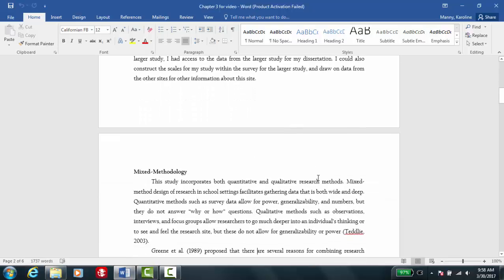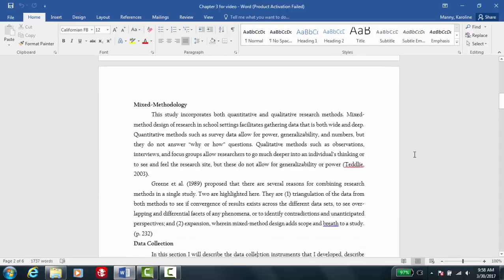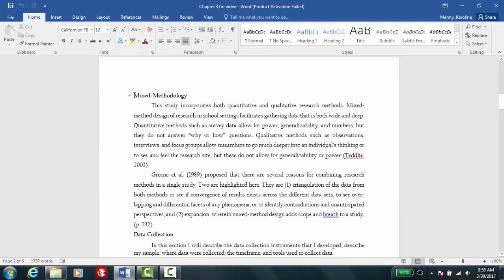The particular study that I am using as the example for the research methods is a mixed method study. Again, this is another level 2 heading. And it starts with an introductory paragraph where you explicitly tell the reader that the study incorporates both quantitative and qualitative research methods. It gives a little bit of a methodological justification for why that was chosen for this particular study.